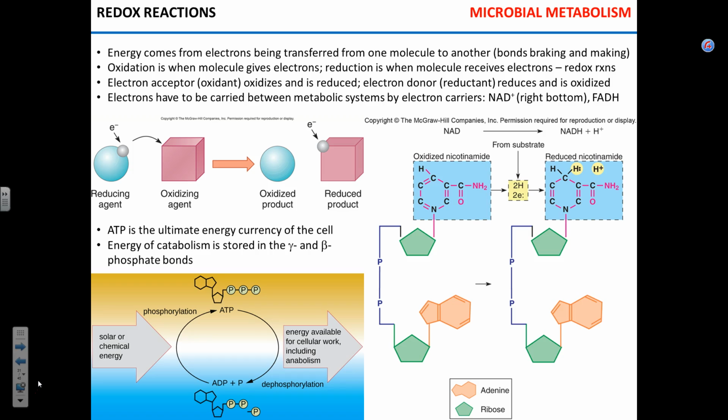Okay? So this is the one sentence explanation. Those high energy electrons, as they go from one molecule to another, are an energy source. Okay? And you can think about it this way. Let's talk about chemoheterotrophs, okay? What is the major source of energy in chemotrophs? Glucose, right? Molecule of glucose.